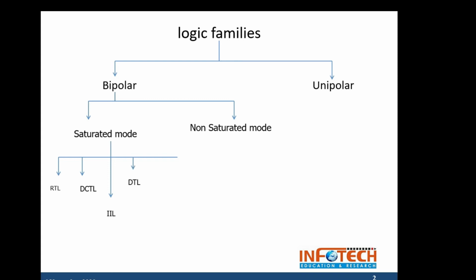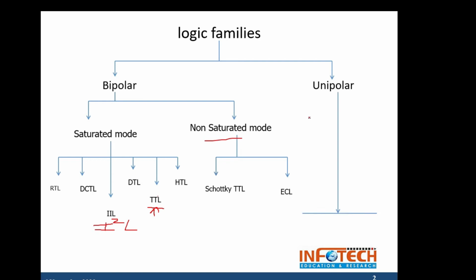There is one more, that is the DTL, the diode transistor logic, and there is another logic, that is the transistor transistor logic, TTL, and there is STL also. IIL is also called I square L. So we are having RTL, DCTL, IIL, DTL, TTL and STL here. TTL is very often heard in our various electronic subjects. And there is one more, that is the non-saturated mode. In the non-saturated mode there is Schottky TTL and emitter coupled logic, that is the ECL.